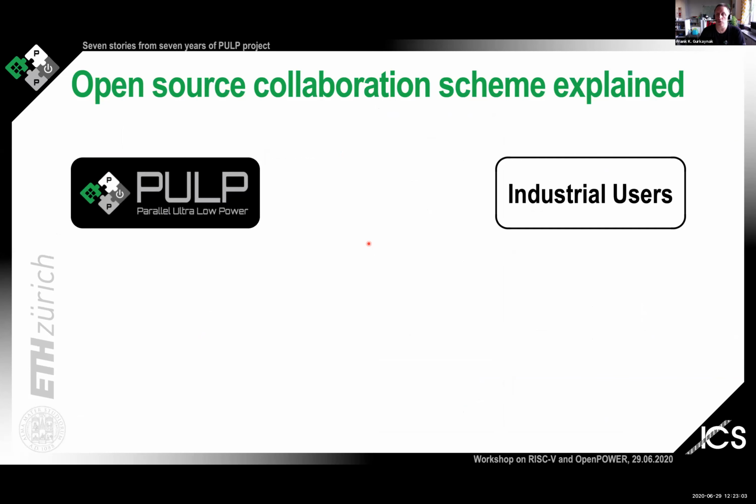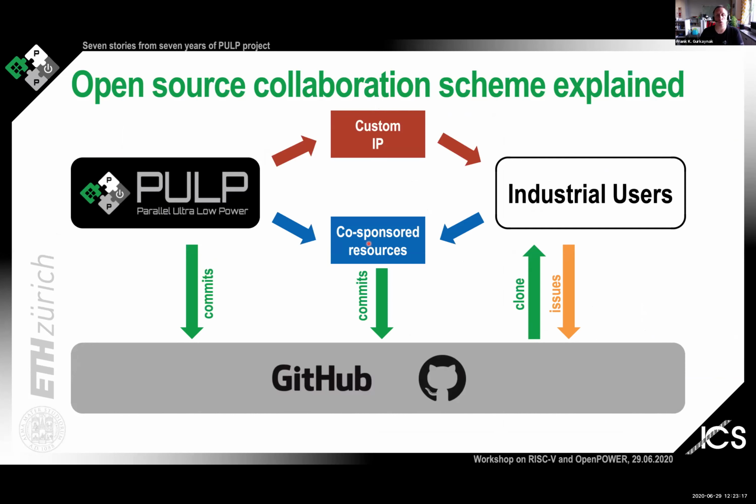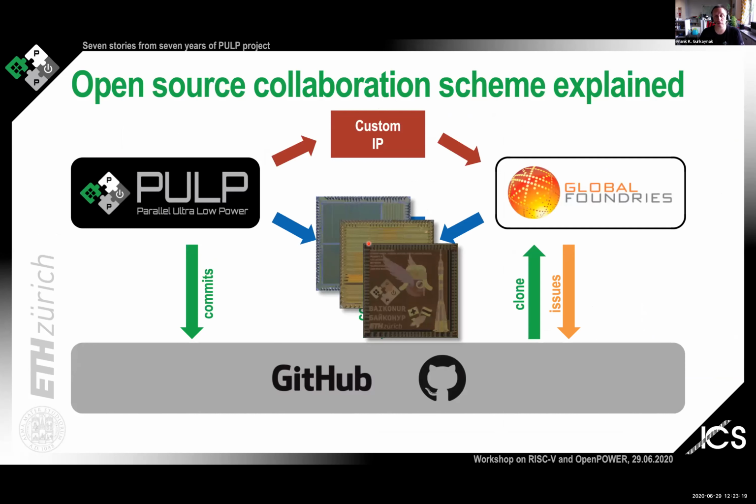The same thing also works with industrial users, maybe in a slightly different way. It goes the same way. So we open source it over GitHub. They use it. We also have projects where we develop custom IP for industrial users directly, or we have co-sponsored resources. And one such example is the things that we did with Global Foundries.